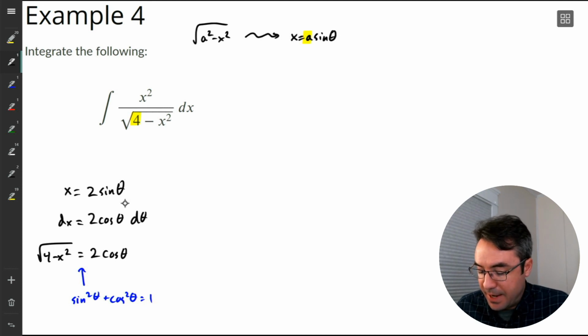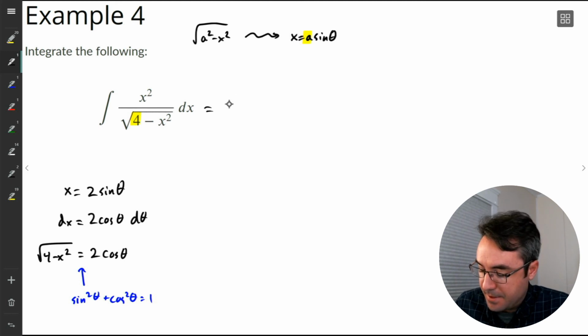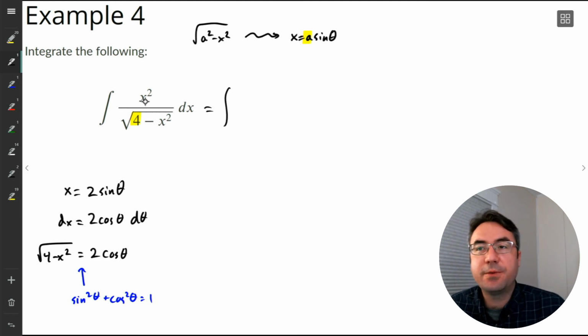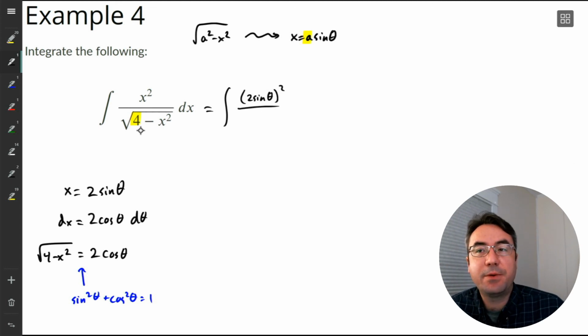All right, so now we have all of our ingredients. So let's plug everything in. So in the numerator here, we have an x squared. So let's plug in 2 sine theta. So we're going to get 2 sine theta squared. In the denominator, we know what's going to happen with the square root term. It's just going to become 2 cosine theta.